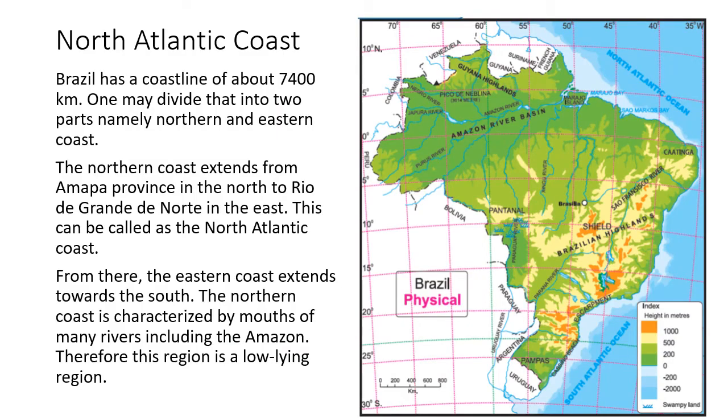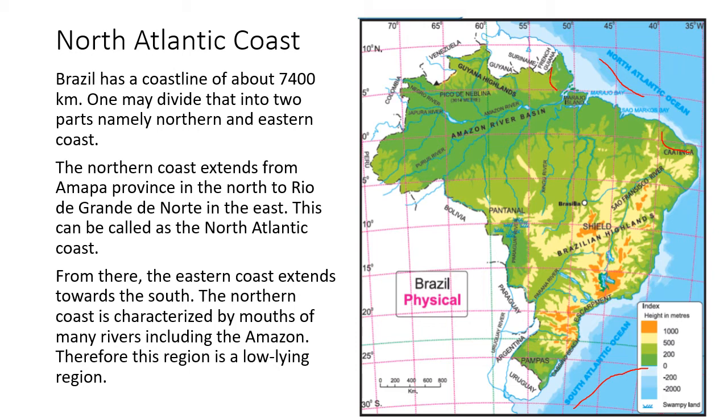Having talked about the highlands, now let's talk about the coast. You can see here the Brazilian coast can be divided in two parts: North Atlantic coast and South Atlantic coast. Let's talk about the North Atlantic coast first. Children, this coast extends from the state of Amapá to Rio de Grande Norte in the east. From here, the coast extends southward.